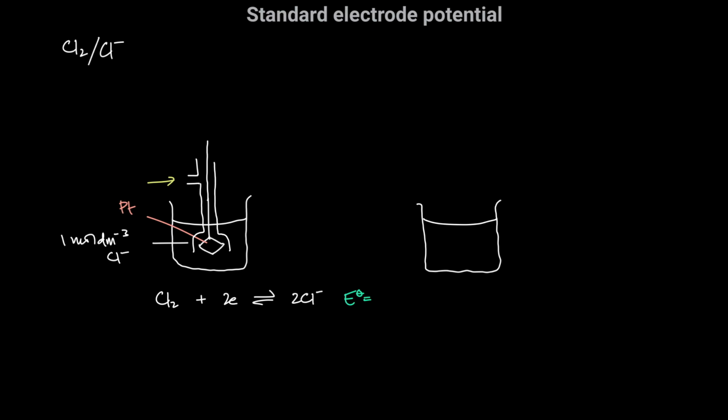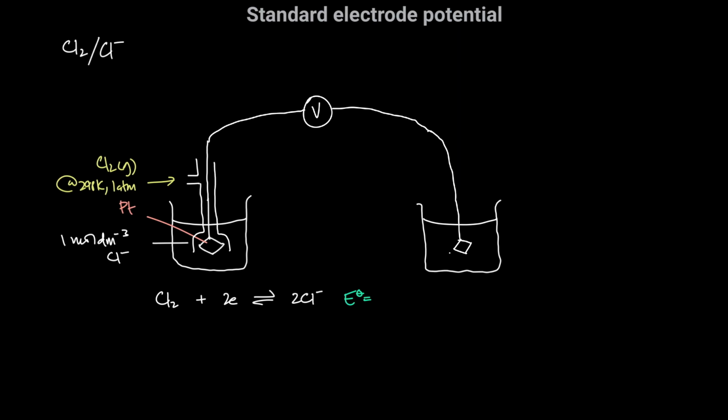So here we have chlorine gas at 298 Kelvin, 1 atmospheric pressure. And again, we want to determine the standard electrode potential. So this will be connected to the standard hydrogen electrode. We have our voltmeter to measure the potential difference, and then here we have a platinum electrode, and again, we have a gas delivery system.